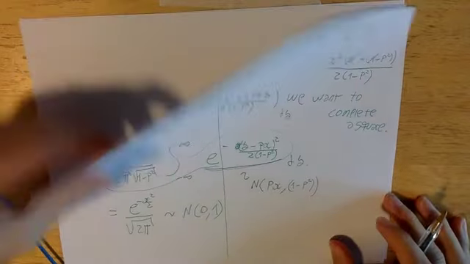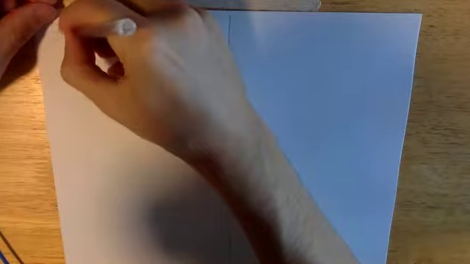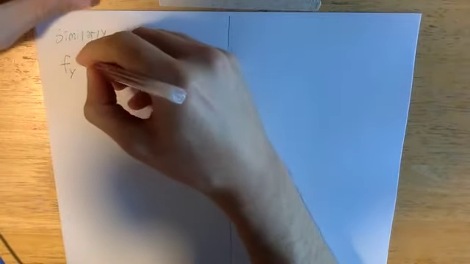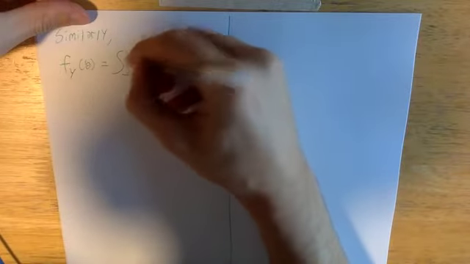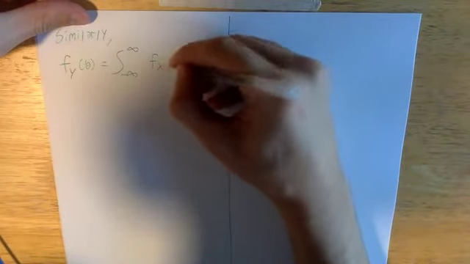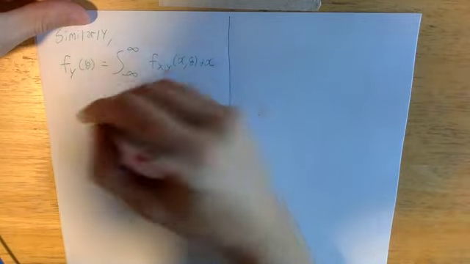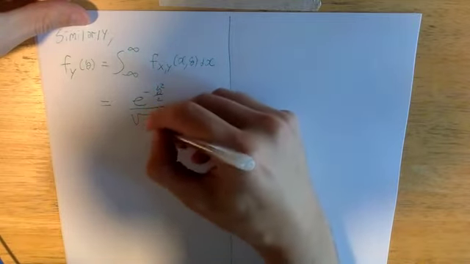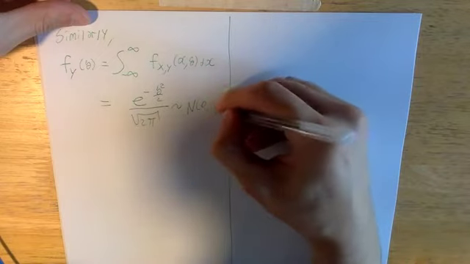Okay, so similarly, the marginal f of y at y, which is the integral from minus infinity to infinity of f of x y, little x, little y, d of x, is just going to be e to the minus y squared over 2 over square root of 2 pi, which is just distributed normal 0, 1.